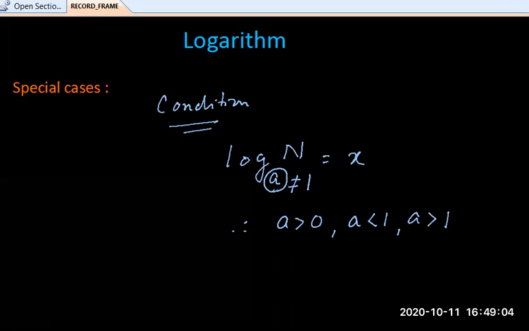So the logarithm could be defined for base a greater than 0, means a is positive, whether a is less than 1 but not negative, or a is greater than 1. But for a equal to 1, it is not defined, so a must not be equal to 1 and not negative. So this is the basic concept of the logarithm. Now let us take some properties of the logarithm.